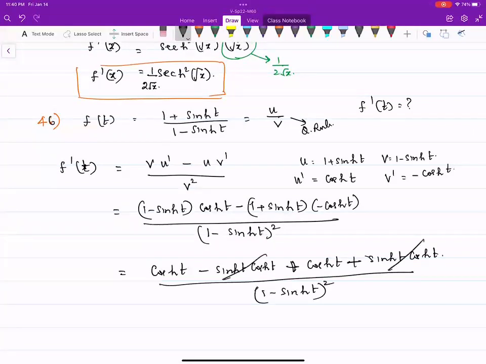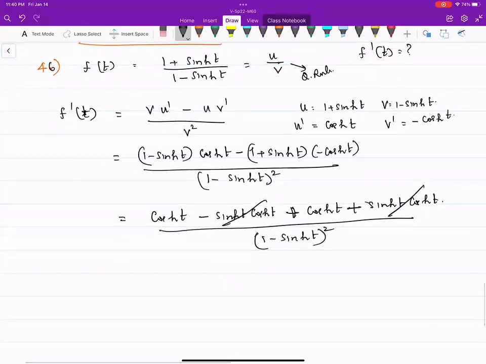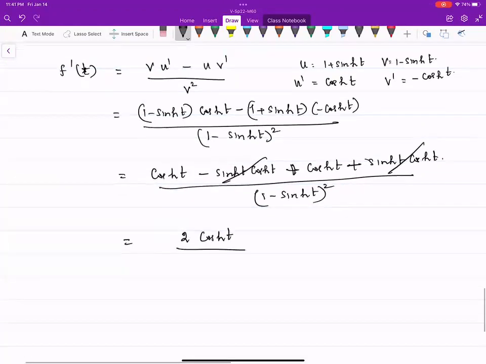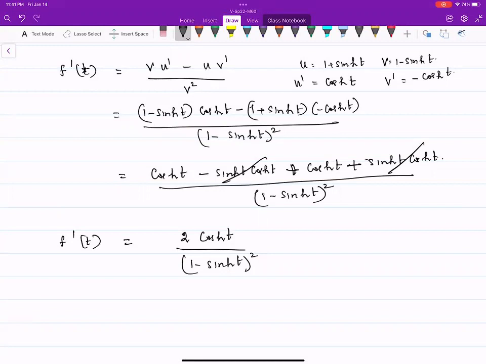You notice on the numerator, these two terms are equal and opposite. So you have two cosine hyperbolic functions on top. You add them, they are similar kinds. In this case, f prime t is 2 cosine hyperbolic t over 1 minus sine hyperbolic t, the whole square.